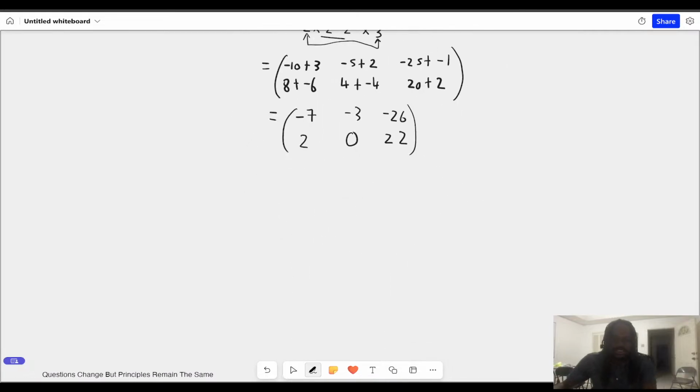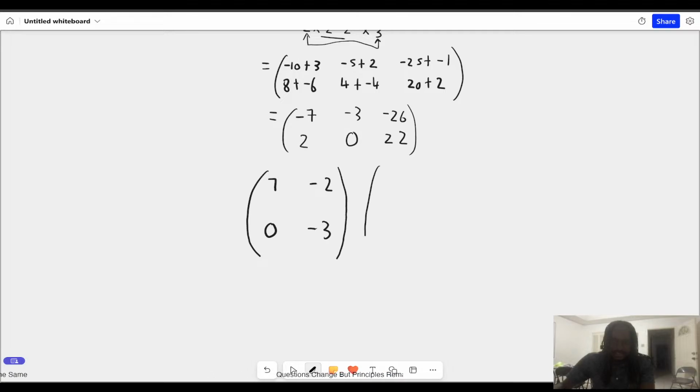Alright, so let's say I have something like this: 7, negative 2, 0, negative 3. And please, people, pay attention to the signs.